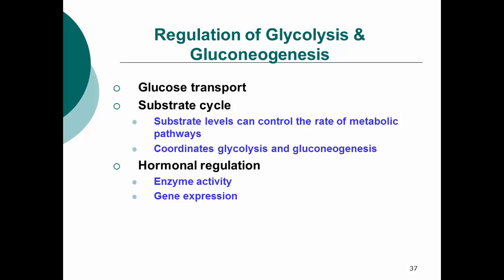And lastly, hormonal regulation. We already learned that insulin definitely is the most important hormone able to regulate enzyme activities in each pathway, right? And we're also going to talk about other important hormones like glucagon. Glucagon is a hormone that increases during fasting, and can regulate the gluconeogenic enzymes.